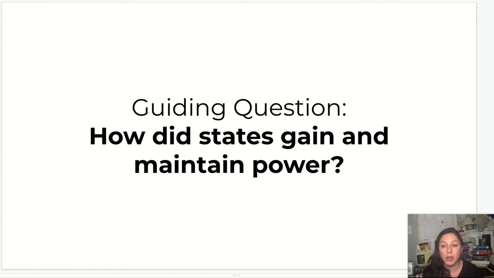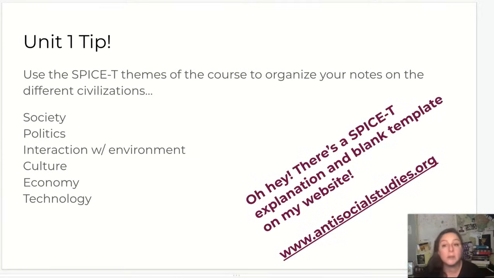Now, one tip before I go is that if I were you and I were taking notes on my textbook, I would use the SPICE-T themes of the class to organize your notes. If you're not familiar, the AP World History class has 6 major themes that can be really helpful for organizing your thoughts when you have a unit like this that's a grab bag of a bunch of different civilizations. Essentially, this stands for society, politics, interaction with the environment, culture, economy, and technology. I have a more in-depth explanation and a blank template of a SPICE-T chart up on my website for free at antisocialstudies.org.